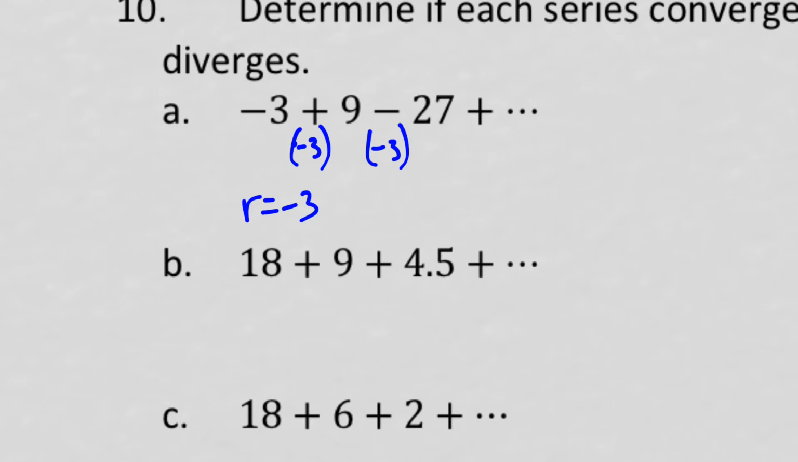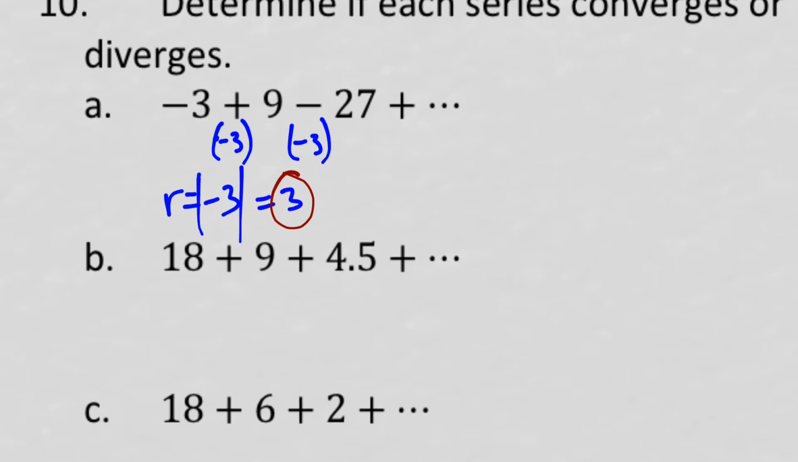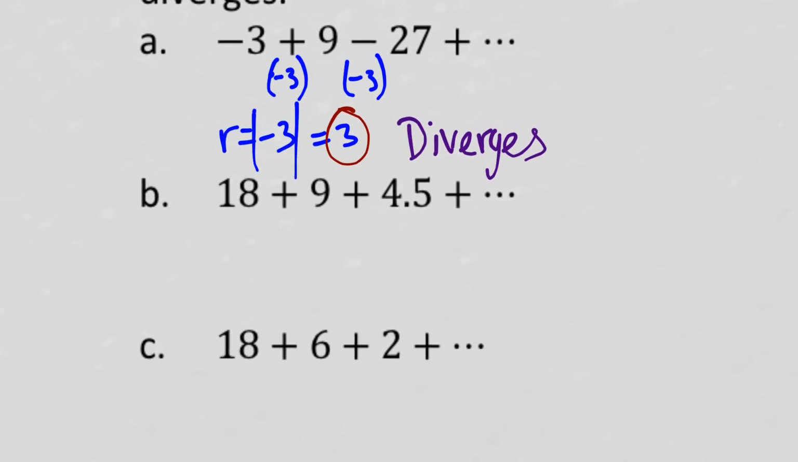Remember, because I told you guys, check the absolute value of r, which is 3. If that number is bigger than 1, then it diverges. If that number is less than 1, then it converges. So this one will diverge. It diverges. So look at B.